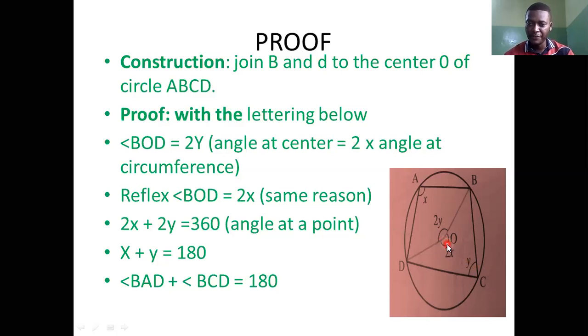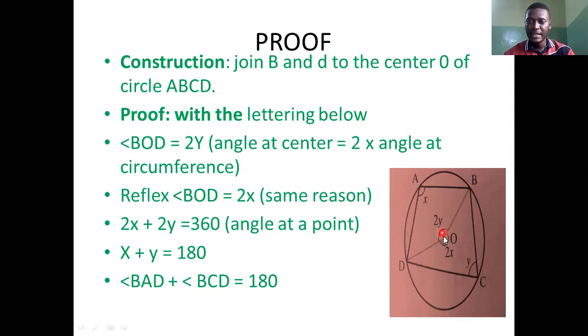The same goes for the reflex. Now for the reflex BOD, this one that is shaped like V, upward like this, is the actual angle. But under, we call it the reflex angle of 2y. So for the reflex angle of 2y, which is 2x, the same theorem applies. Angle at center O is equal to 2 times angle at circumference. So the angle at circumference A here is x. If you multiply by 2, you get 2x.